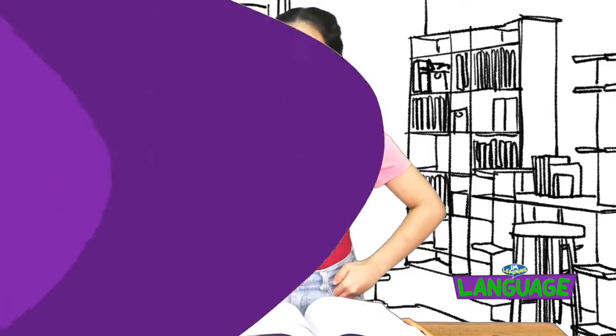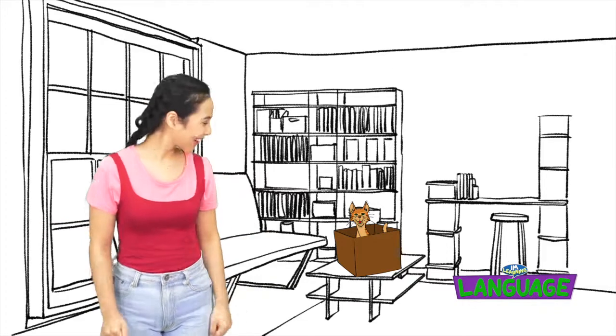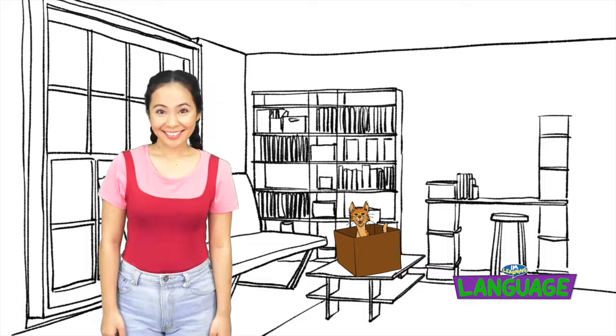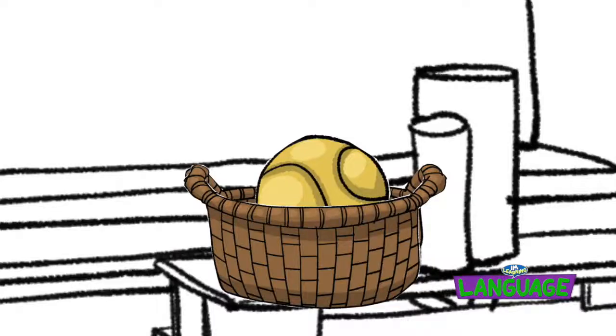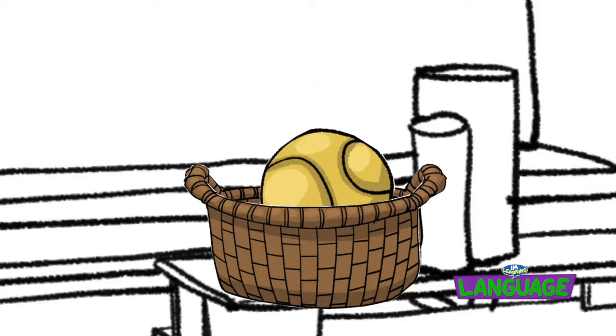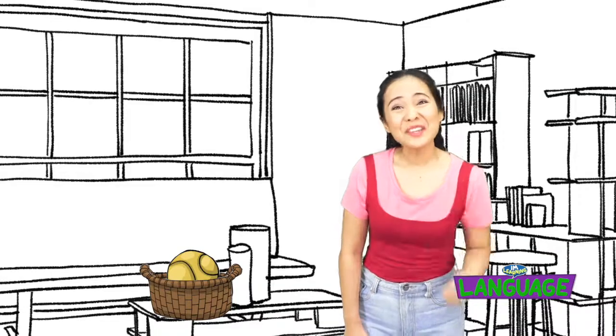How else can we use in? Where is the cat? The cat is in the box. Where is the ball? The ball is in the basket. You got that right.